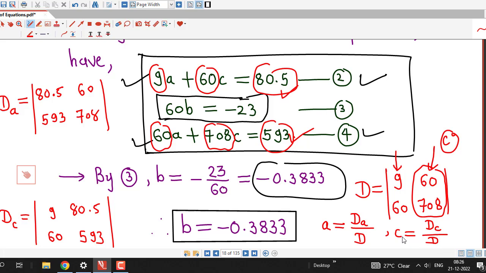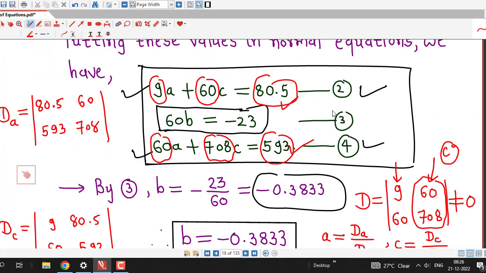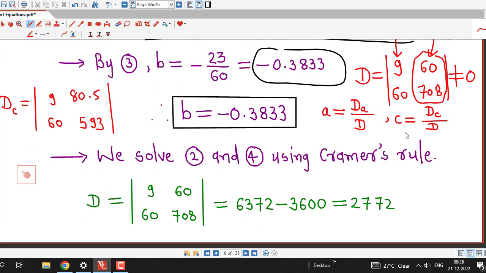This is the idea of Cramer's rule, and we can apply Cramer's rule only if this determinant is non-zero. So I have done all these things. We solve equation number 2 and 4 by Cramer's rule. First we write down this determinant of coefficients corresponding to variables A and C. So D turns out to be 2772.